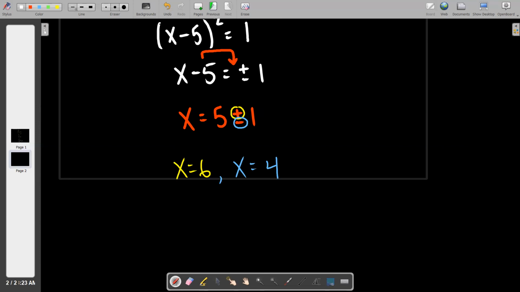So in a case like this, you are required to write your answers out separately because they're rational. We don't leave rational answers as more work to go. 5 plus or minus 1 is not an acceptable answer. 6 and 4, that's an acceptable answer. I have 2 more examples for you, okay?